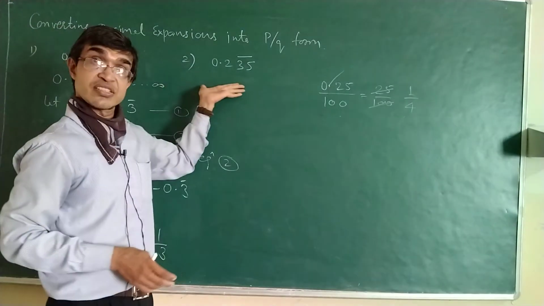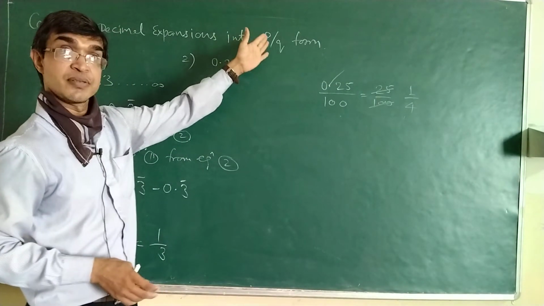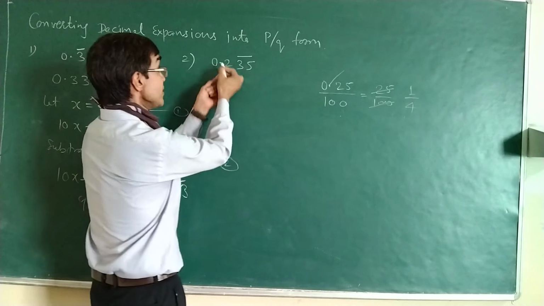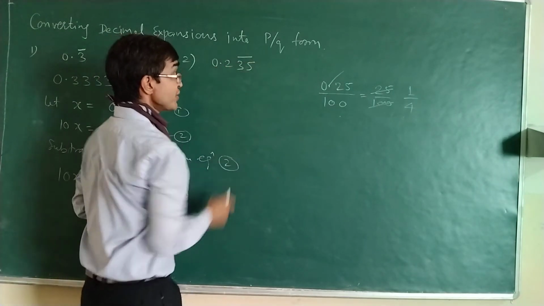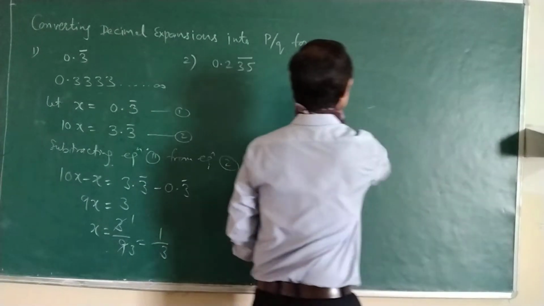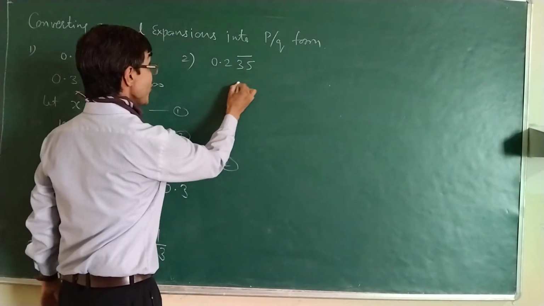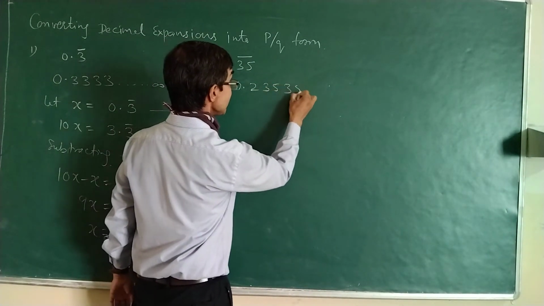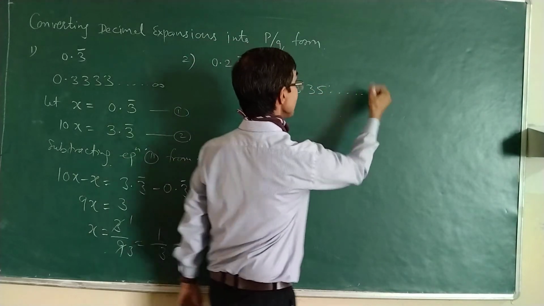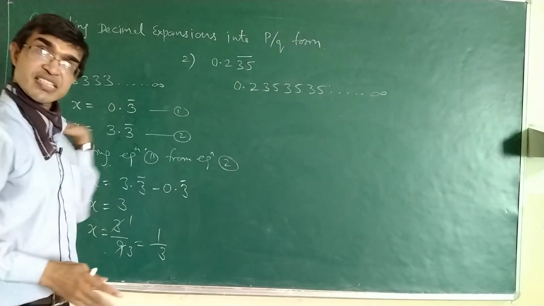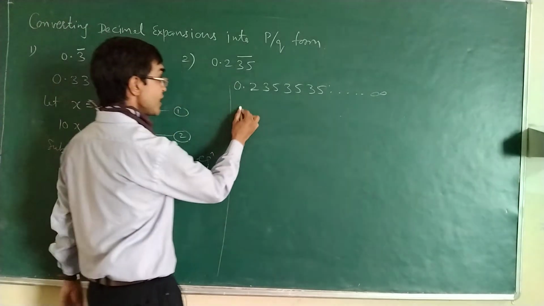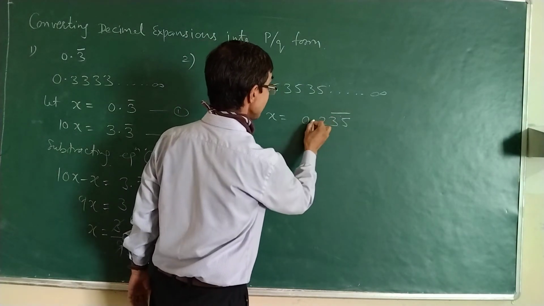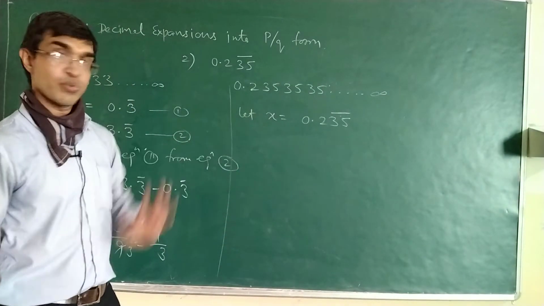Now we will see this 0.235 bar. If you notice, here the bar is on these two digits 3 and 5, means 0.235 bar. So what can we write? We can write it as 0.2 and this 35 only repeating. So this is 35, 35, 35 and so on up to infinite. Again, here the same process when we convert it. So let x equal 0.235 bar.